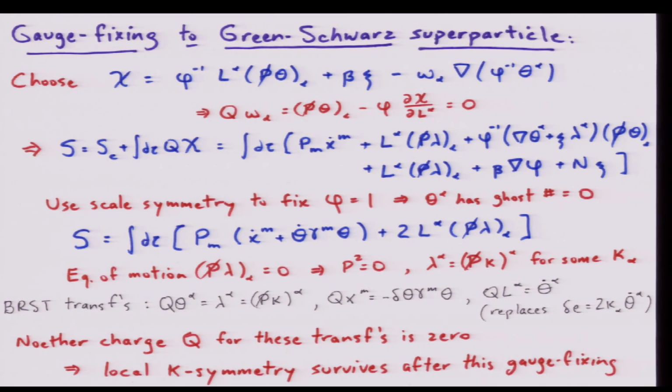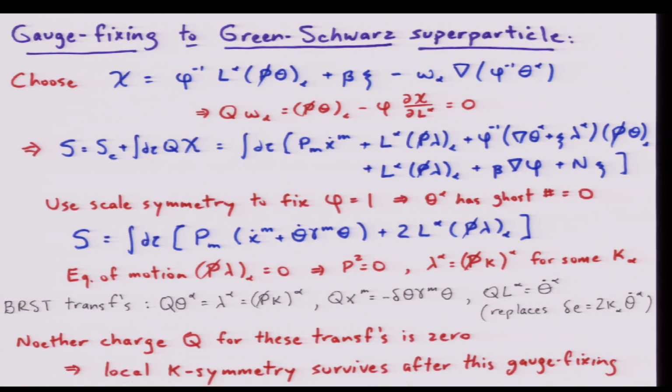So we're going to do the same gauge fixing of the scale symmetry. After fixing phi equals 1, theta again has ghost number 0. So you have this term, what you wanted, but instead of the term E times P squared, now you have this L alpha times P slash lambda. So of course the equation of motion from this is that P slash lambda equals 0, which implies not only that P squared equals 0, but that you can write lambda as P slash of something. And this something is going to be precisely the kappa parameter. So in that case, the BRST transformations that we had before turn into precisely the kappa transformations, except that you don't have any more the variation of E in the kappa transformations of the Green-Schwarz superparticle. That's replaced by the variation of L. Okay, so this is the Green-Schwarz superparticle.